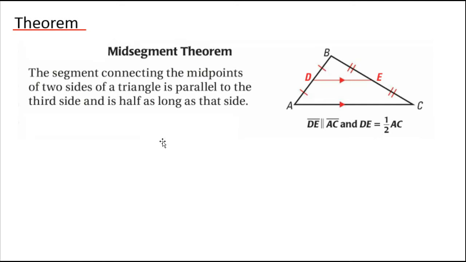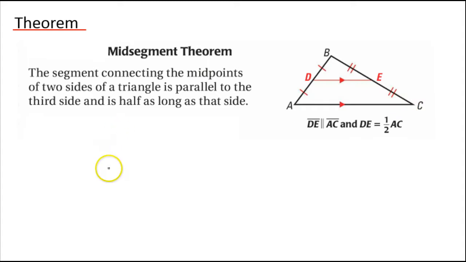Our theorem, we're going to go over the theorem first, and then some applications, then we're going to prove it. So for this theorem, it just states that the segment connecting the midpoints of two sides of a triangle is parallel to the third side and is half as long as that side. So what this is saying, here's my triangle, is that if DE is my midsegment, then it has to be halfway between my triangle, it has to be parallel to my base, and it is exactly half the measurement of my full base.